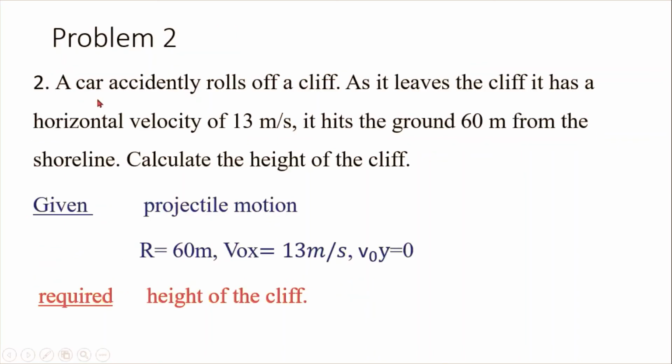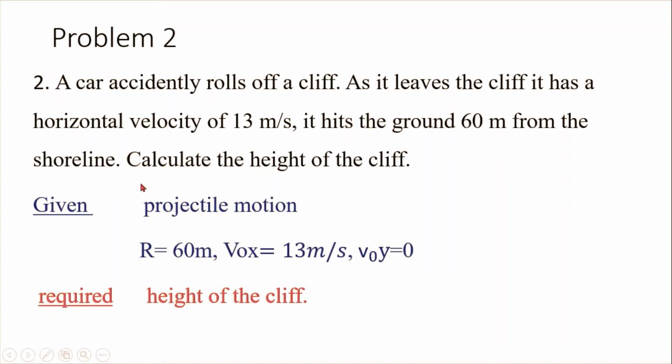Problem 2 says that a car accidentally rolls off a cliff. As it leaves the cliff, it has a horizontal velocity of 30 meters per second. It hits the ground 60 meters from the shoreline. Calculate the height of the cliff.